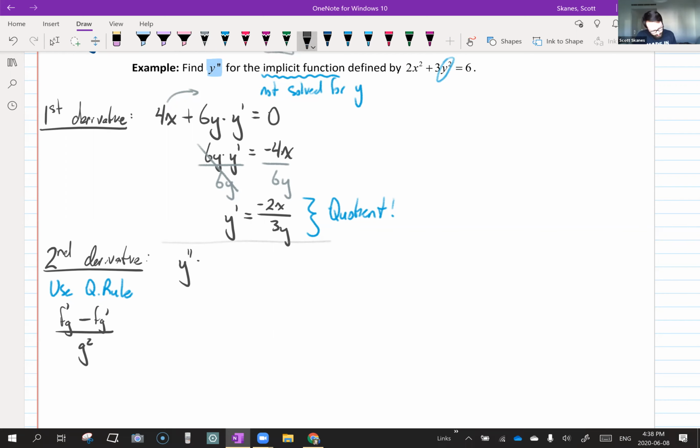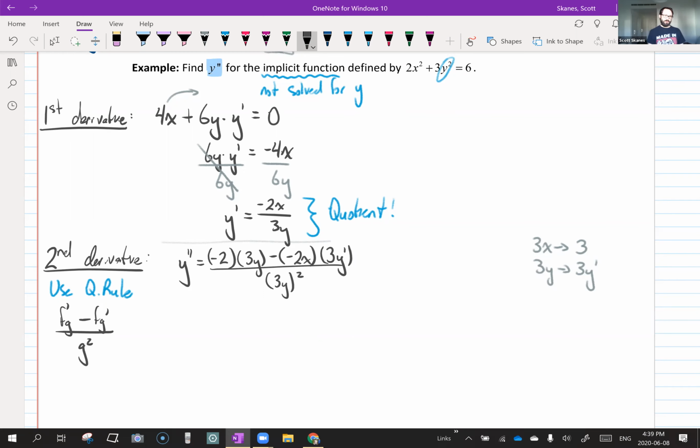y double prime is the derivative of the top, -2, times the bottom, 3y, minus the top, -2x, and the derivative of the bottom. It would be 3 if this was 3x, but it's not 3x, it's 3y prime. Then we make a note: the derivative of 3x is 3, the derivative of 3y is 3y prime. So that's my quotient rule, all over the bottom squared, all over 3y, all squared.